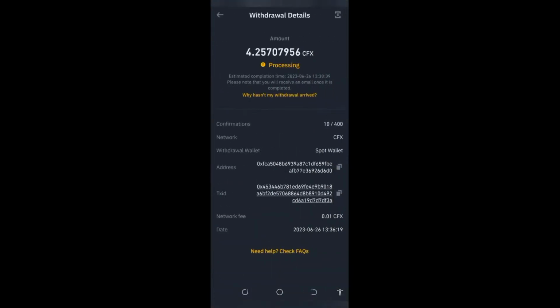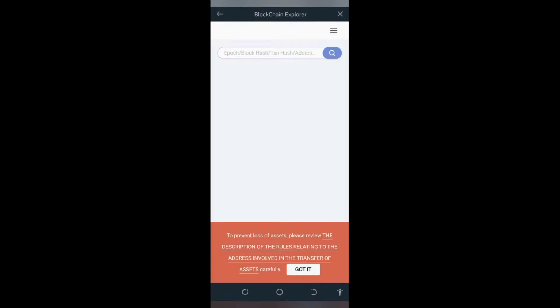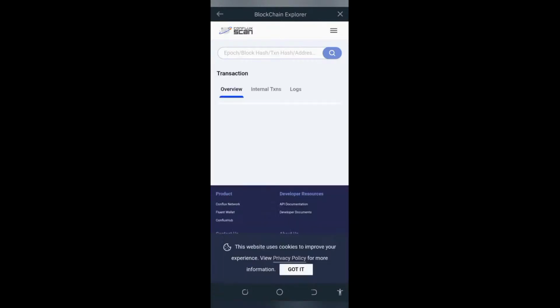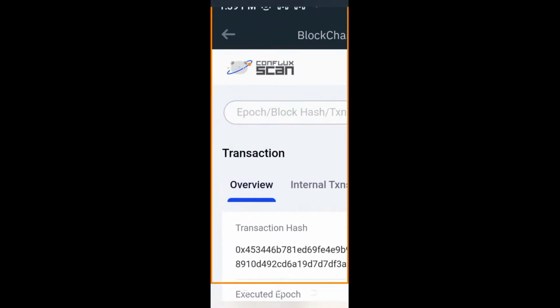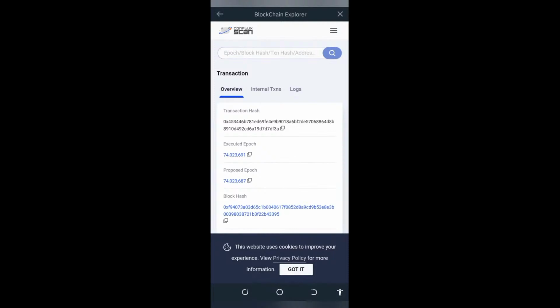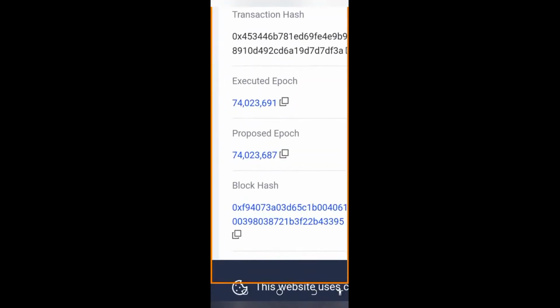No idea, right? Let me click on this, whether this will take me somewhere to see what's going on currently. Well, this is what happens when you're trying to send money through networks. It takes time. Okay, to prevent the loss of assets, please. Oh, what's all this? Okay, got it. Let's see what is going on here. Is there anything we need to check? Which is this? Conflux scan.